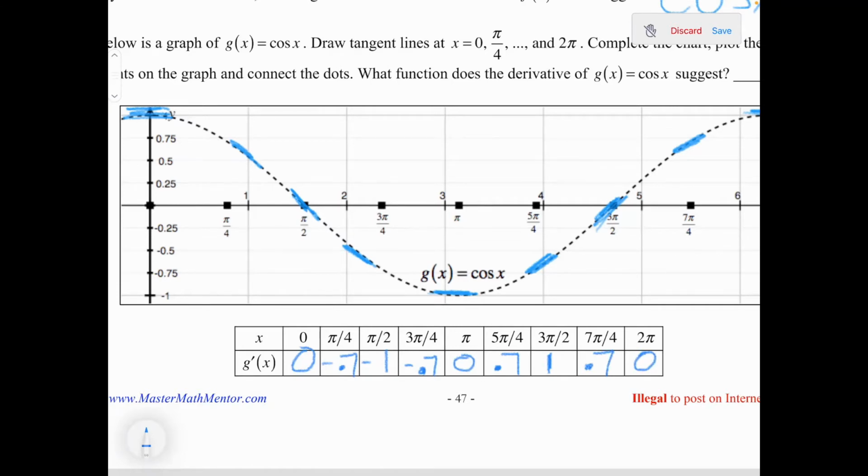So let's plot those and see what the derivative graph is similar to. So the first point says 0, 0. We've got negative 0.7, negative 1.